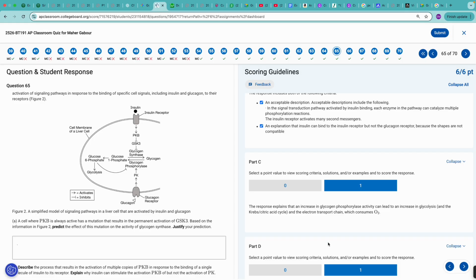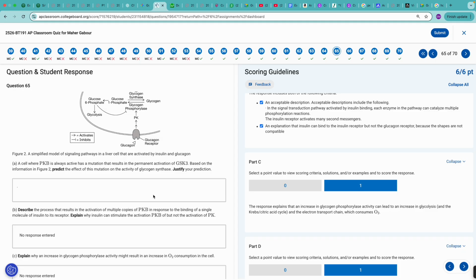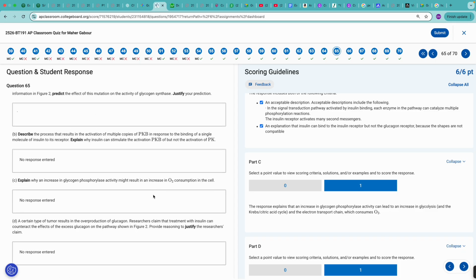So if we have an increase in glycolysis, that means we have an increase in the production of this weirdly named product, meaning that more of it will go into the electron transport channel. The more it goes into the electron transport channel, the more O's we need to accept the electrons, meaning the O2 consumption in the cell will increase.